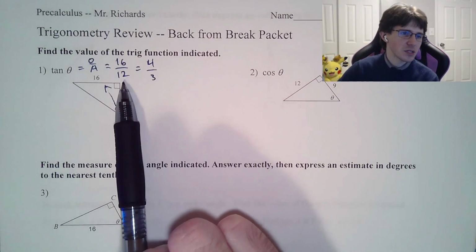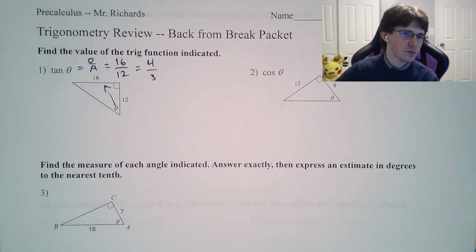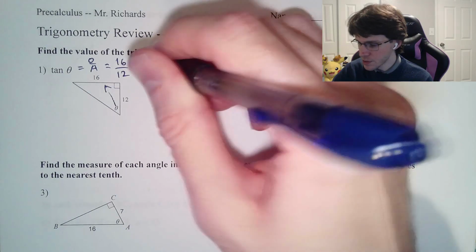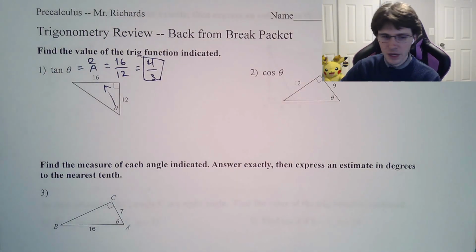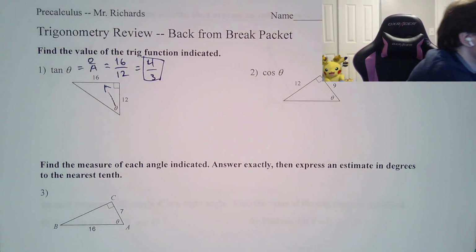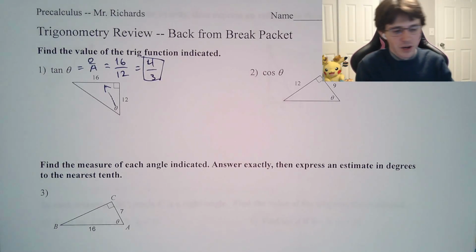Technically, you can leave it as 16 over 12 in my class, but future professors or other teachers might want you to reduce it. So let's circle the reduced answer there. Don't forget, in the event that you're out of practice, you are able to use your calculator to reduce those fractions for you.